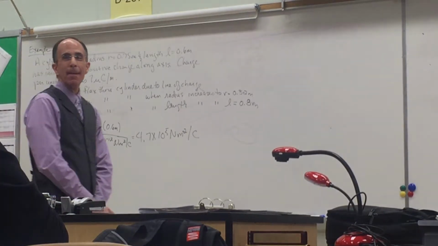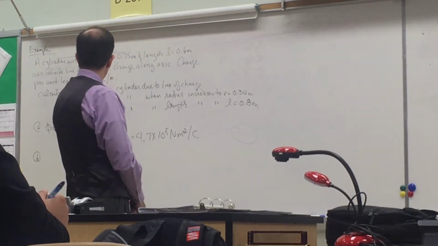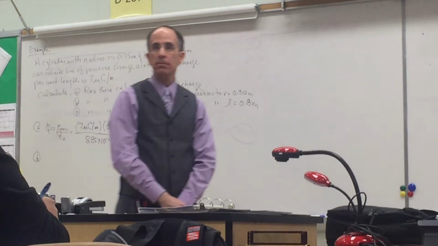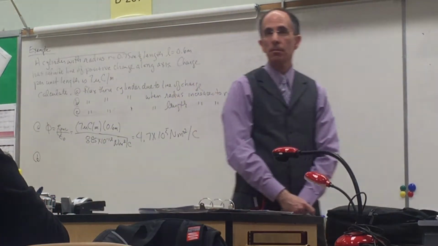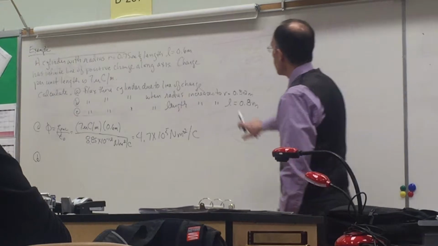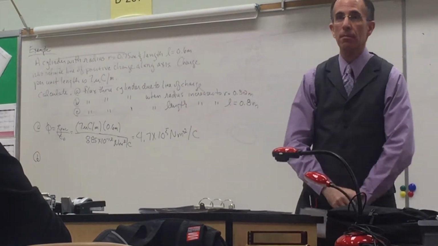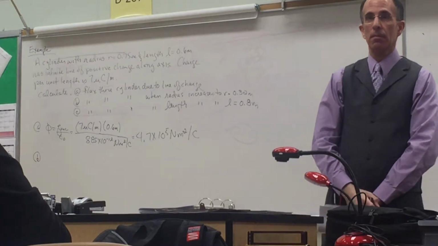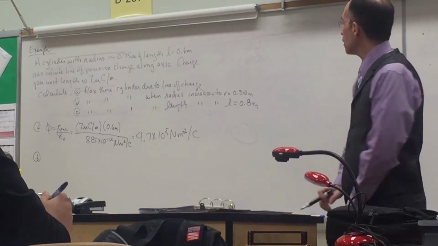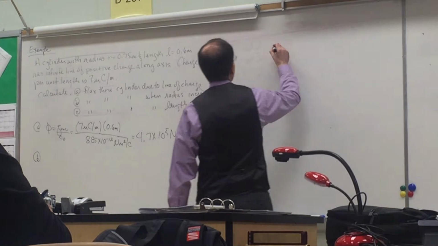Okay, no, finish A. What does our Gaussian surface look like for A? You're on the line. You're on the line of charge. Your Gaussian surface is right on the line. I don't understand. Draw a picture. Here we go.